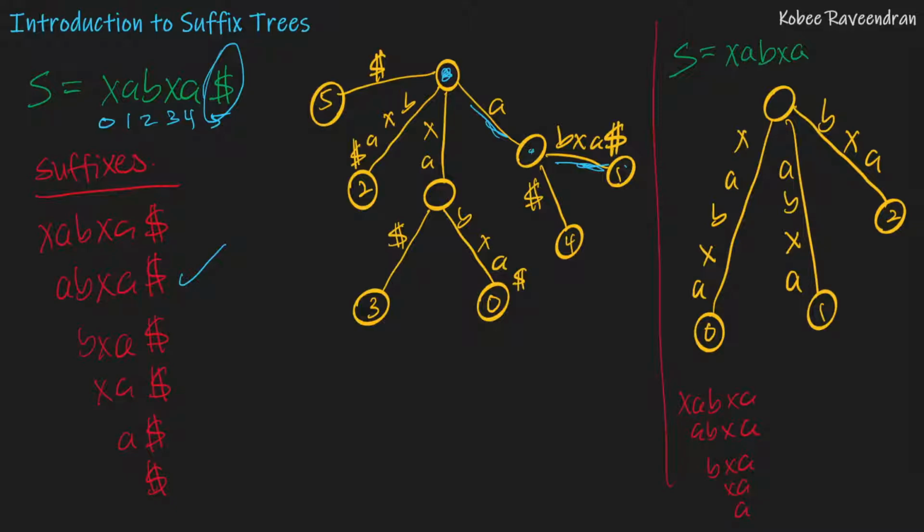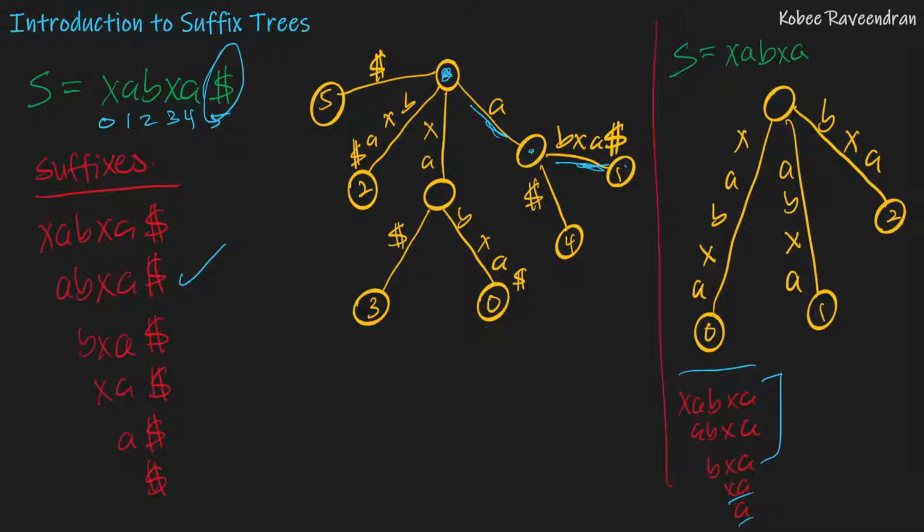Here I have the suffixes of that string, and for the first 3 strings, inserting them really isn't a problem. In fact, the tree as it is right now is what it would look like after the first 3 are inserted, and is actually the final tree. The reason that we have a problem is because of this XA and A. These are 2 suffixes that happen to be prefixes of another suffix.